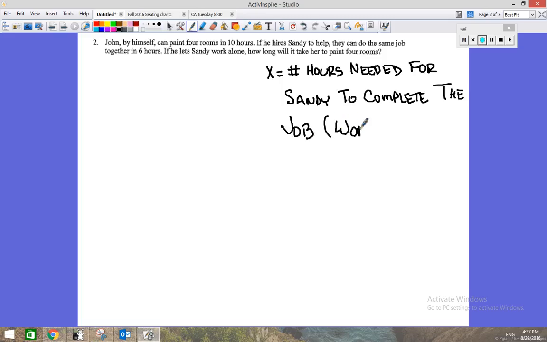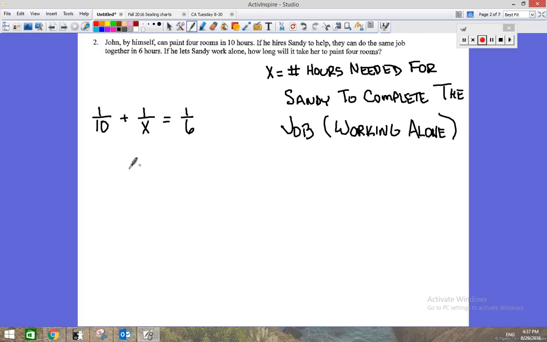All right. So let's look and see. When they work together, what does John get done on a per hour basis? John gets 1/10 of the job done per hour. We don't know how much Sandy can do on a per hour basis, but we know that when they are working together, if you add their work together per hour, it took them 6 hours to complete.